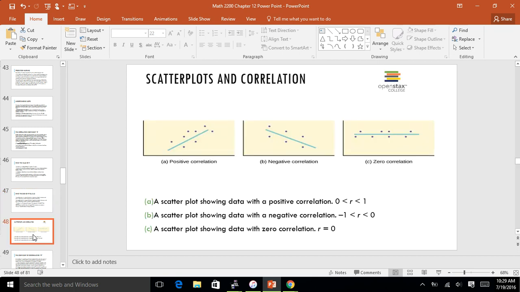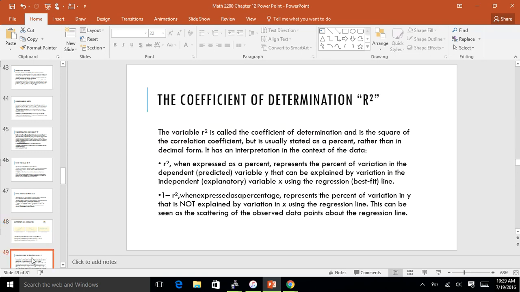Okay. So if you're looking at the scatter plot, A is a positive correlation because it's going up. Remember, from left to right. B is a negative correlation because it's going down. And then C, there's no correlation. Remember, we looked at this before with slope. It's almost the exact same thing.